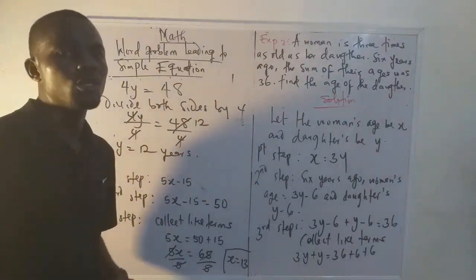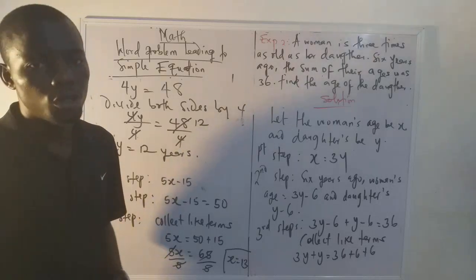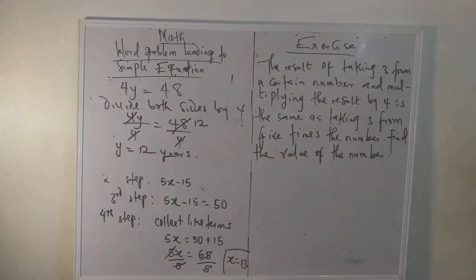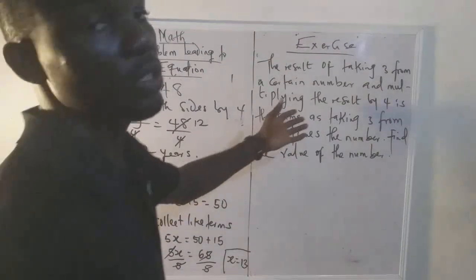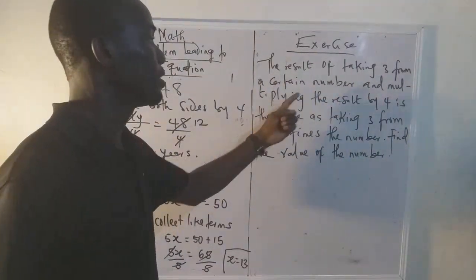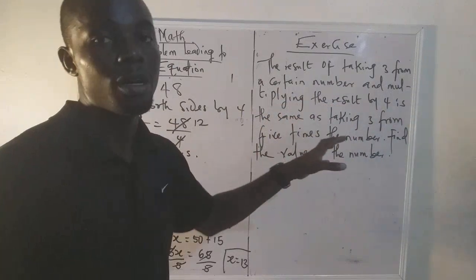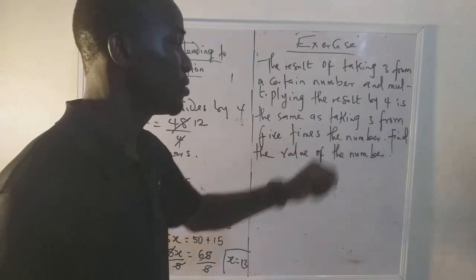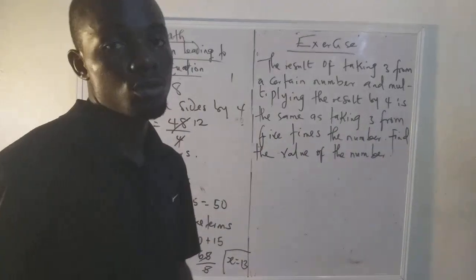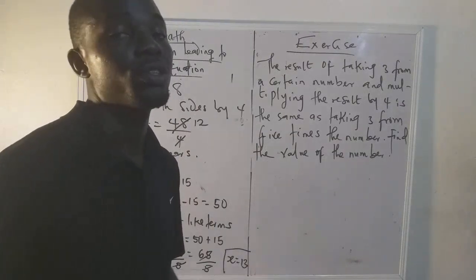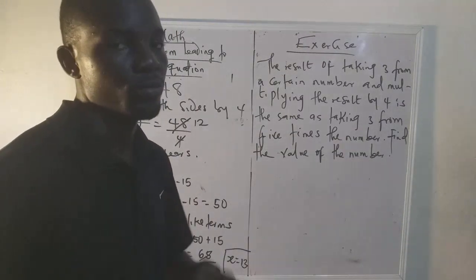So I'm going to give you a question for you to work on. The result of taking 3 from a certain number and multiplying the result by 4 is the same as taking 3 from 5 times the number. Find the value of the number. As a hint, your result is going to be a negative number. So let me know.